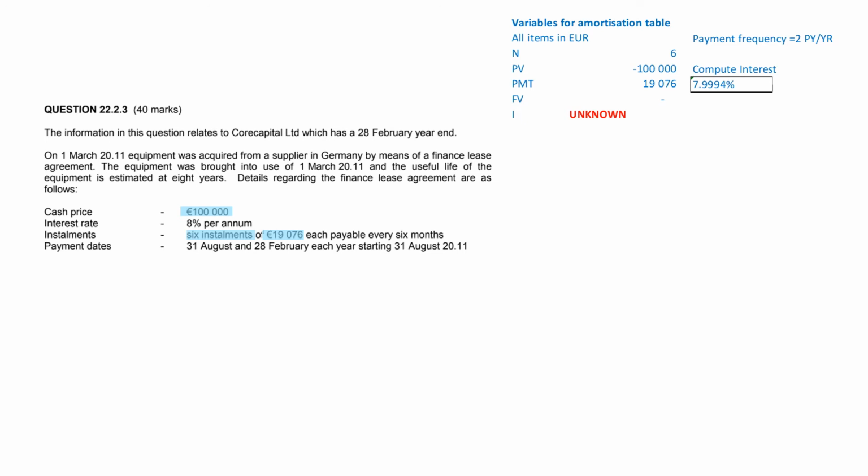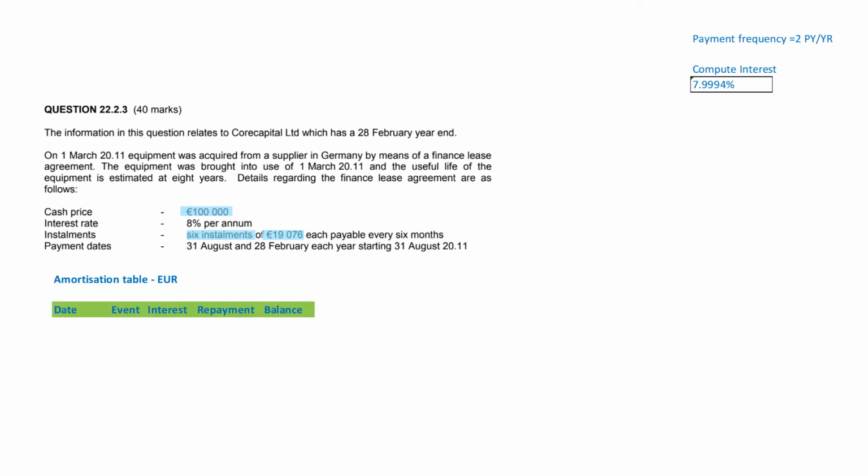Now that we have our interest, the next major thing for us to do will be to capture this information into an amortization table. And remember what I said already, this will need to be in euros, okay? Because the data that you have is in euros. So starting off on 1st of March, that's your transaction date, you have a balance of 100,000 euros.